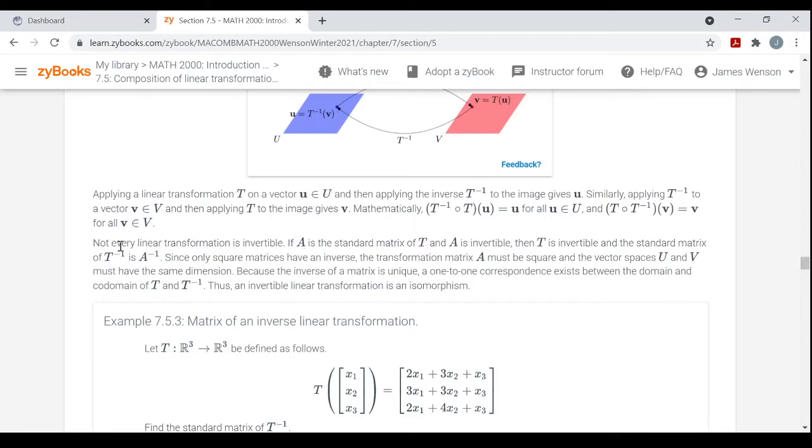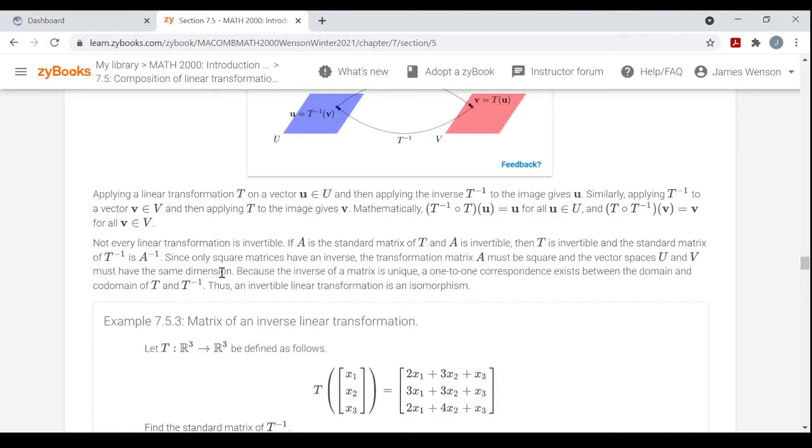Now, not every linear transformation is invertible. If A is the standard matrix of T and A is invertible, then T is invertible and the standard matrix of T inverse will be A inverse. Since only square matrices have an inverse, the transformation matrix A must be square. And that means the vector spaces in the domain and the codomain, U and V, must have the same dimension.